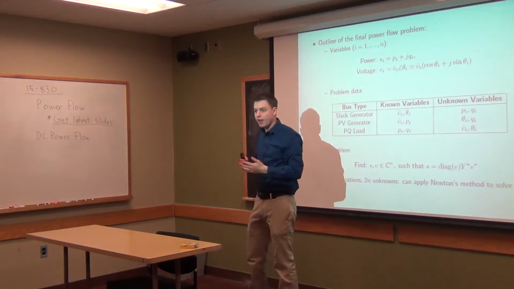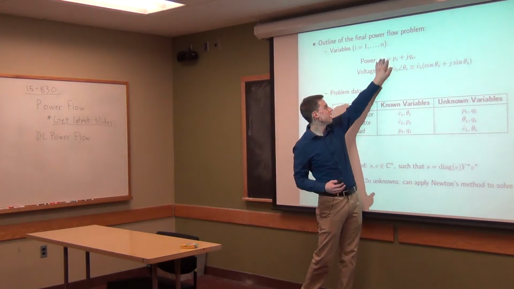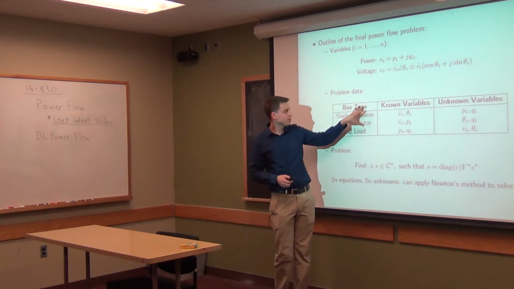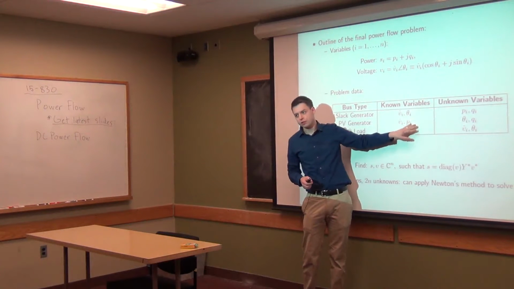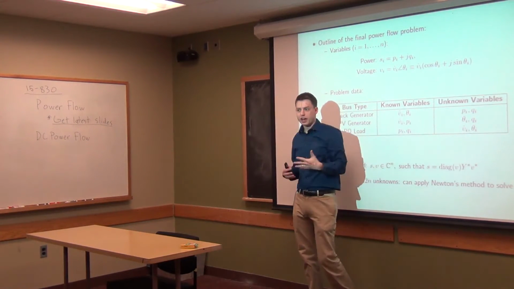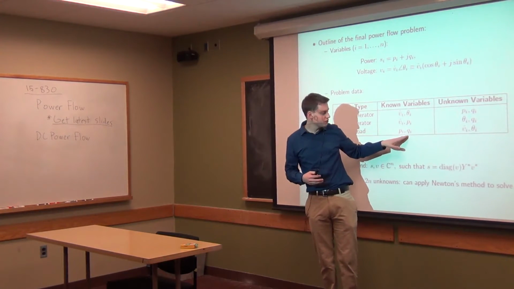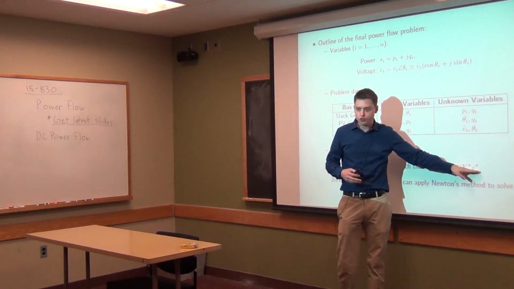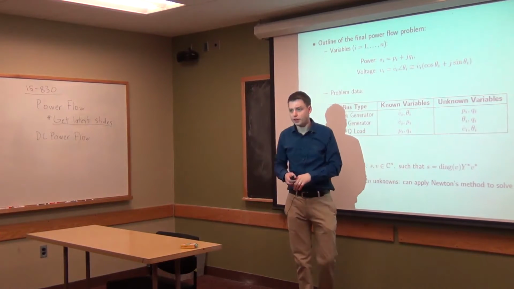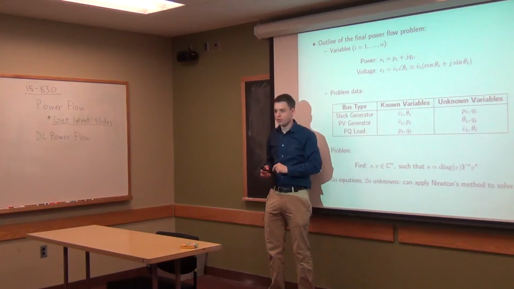And there are 4n of these, where n is the number of buses, because there are 4 variables relating power and voltage here. For each bus, we know 2 of these, and we don't know the other 2. So we have 2n unknowns, 2n knowns, and we're going to end up having also 2n equations, so that we can use these equations to solve for the unknown variables.